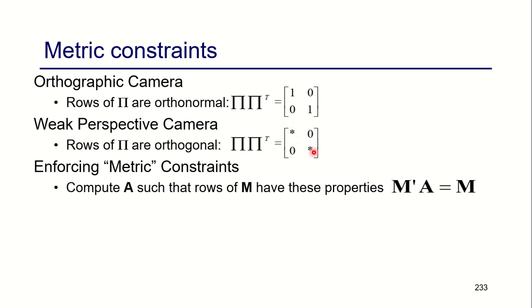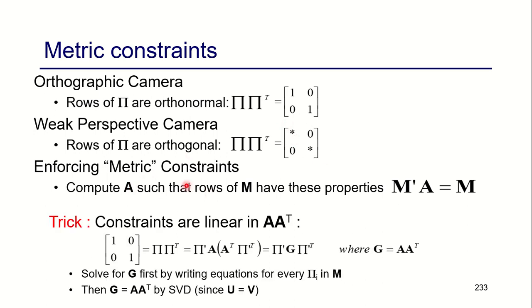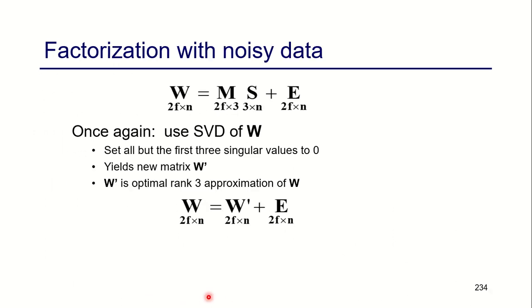You will have conjugates here, and enforcing metric constraints, you have to compose the A such that the rows of M have these properties. So the constraints are linear in A into A transpose. So this is the condition, and finally you can have the condition that G equals A into A transpose by singular value decomposition, since U and V are equal.